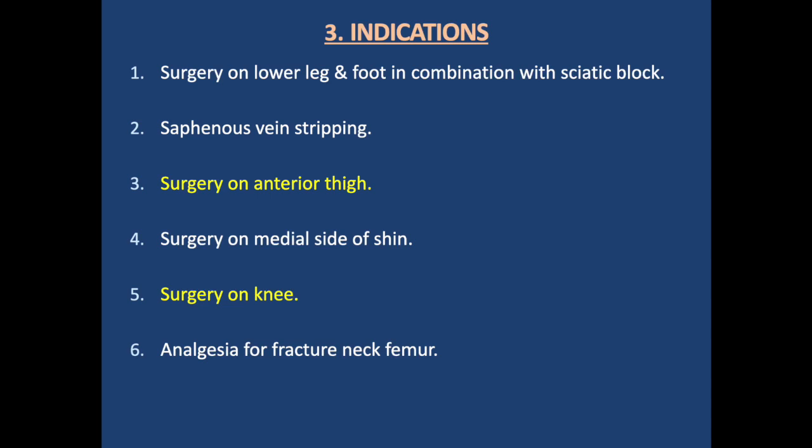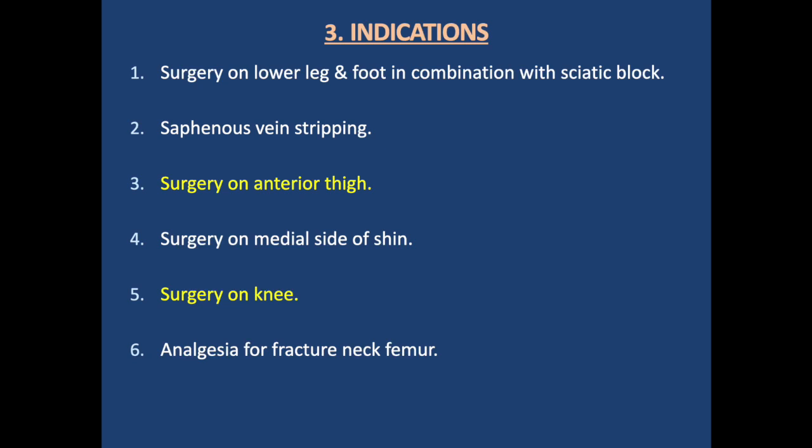Indications of femoral nerve block include surgery on lower leg and foot in combination with sciatic block. Surgery on leg and foot can be blocked safely with a combination of femoral nerve and sciatic nerve. Saphenous vein stripping can be performed safely for intraoperative analgesia under GA or as a sole technique with the femoral nerve block. Surgery on anterior thigh can be performed. Surgery on medial side of the leg can be performed.